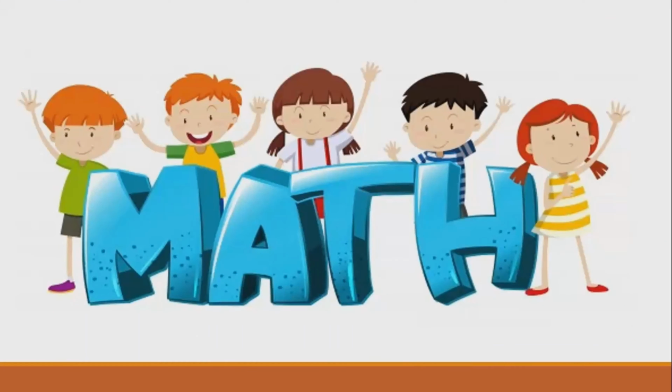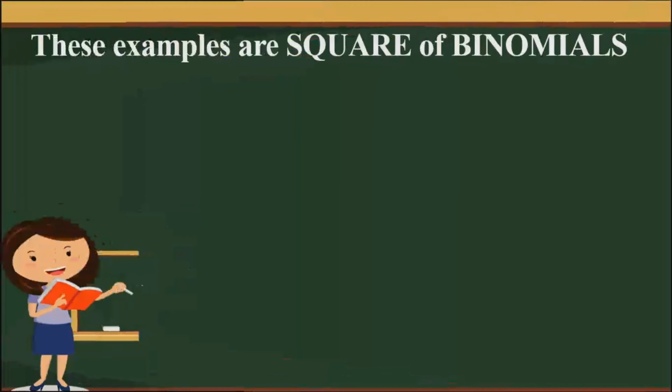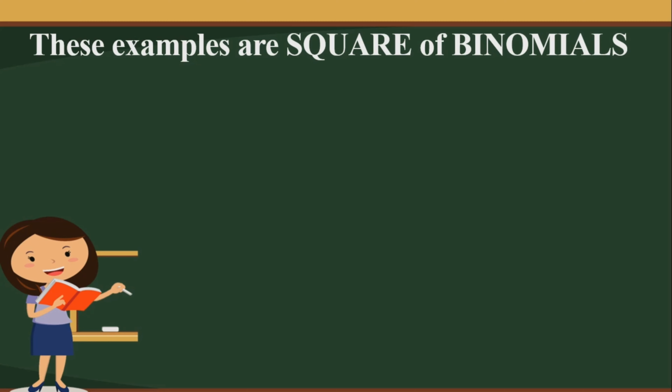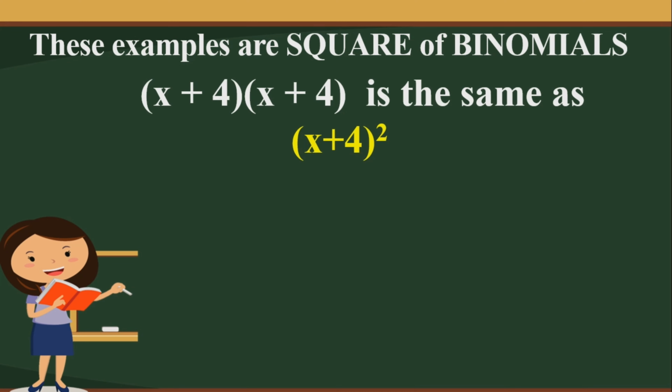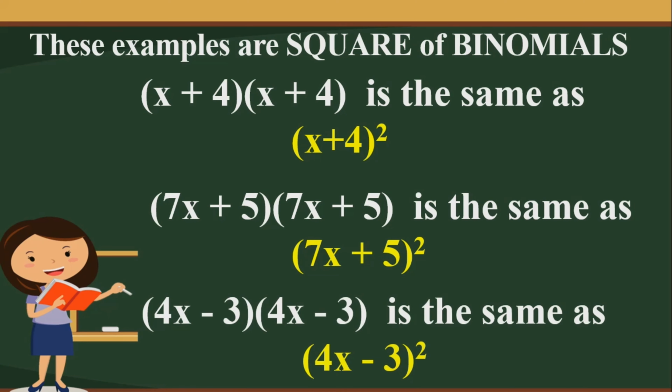I'm here again to teach you another lesson in math, and that is about the square of a binomial. These examples are a square of binomials. So we have (x + 4) squared, (7x + 5) squared, and (4x - 3) squared.